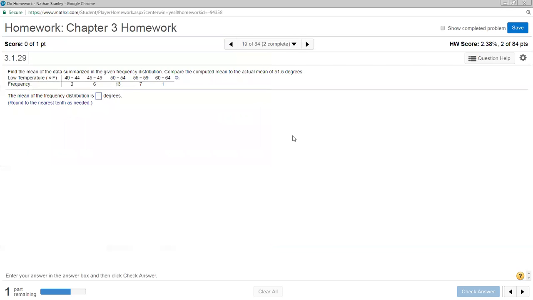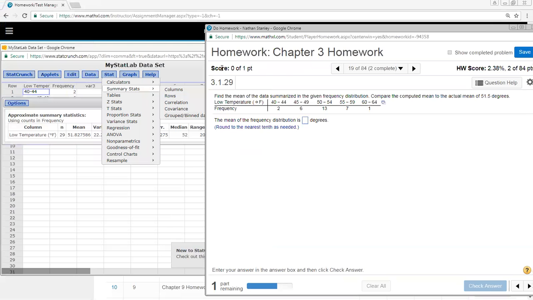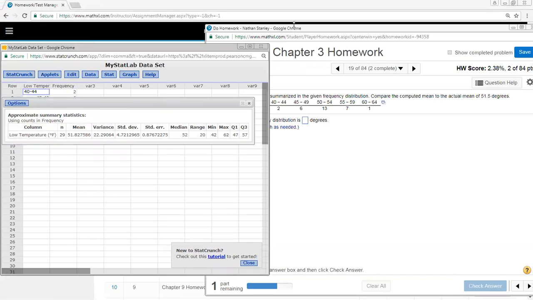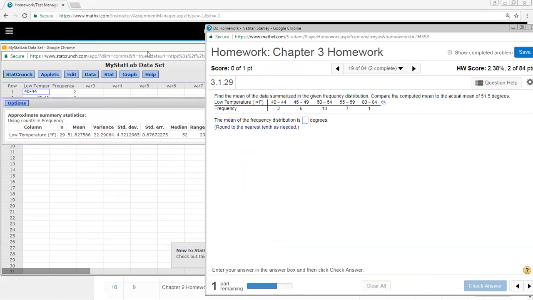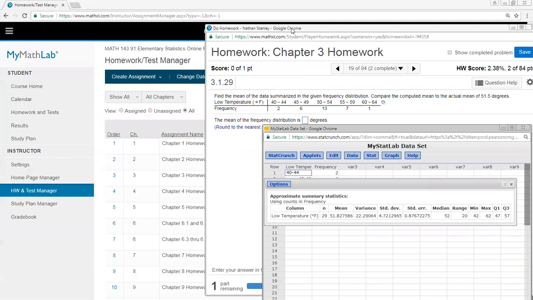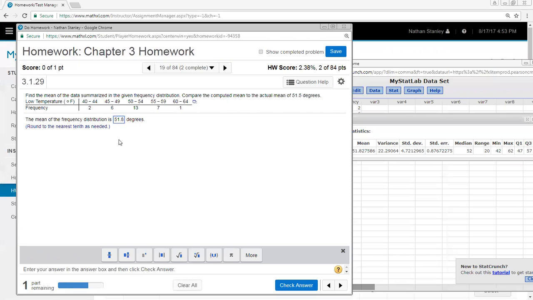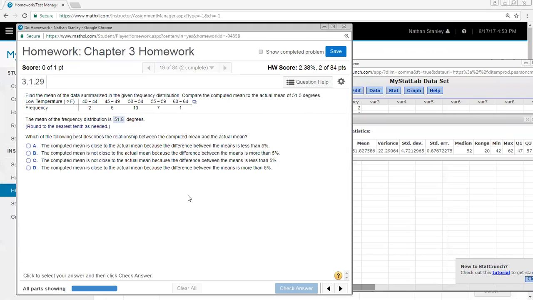Okay, so let's, whoops, my window disappeared. Let me bring that back. Where did you go? There you are. All right, so I've unmaximized my Pearson MyLab homework so that I can pull up the StatCrunch results and the homework screen side by side. So now I'm going to go ahead and enter the computed mean of the frequency distribution, which is, according to this, rounded to the nearest tenth, 51.8. Let's check our answer. Well done.